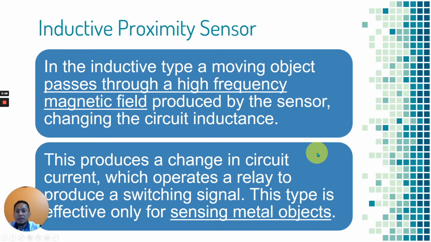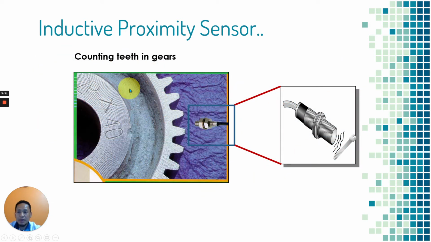An inductive proximity sensor works when a moving object passes through a high frequency magnetic field produced by the sensor. It will change the circuit inductance. This produces a change in circuit current, which triggers a relay to produce a switching signal. This type is effective only for sensing metal objects. For example, for counting teeth in a gear, we use an inductive proximity sensor to detect the teeth in the gears. We can know the number of teeth in the gears.